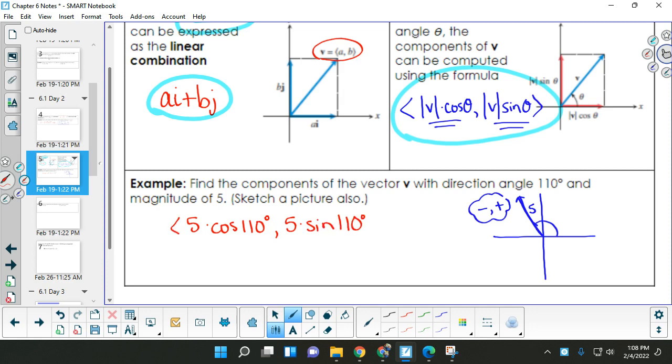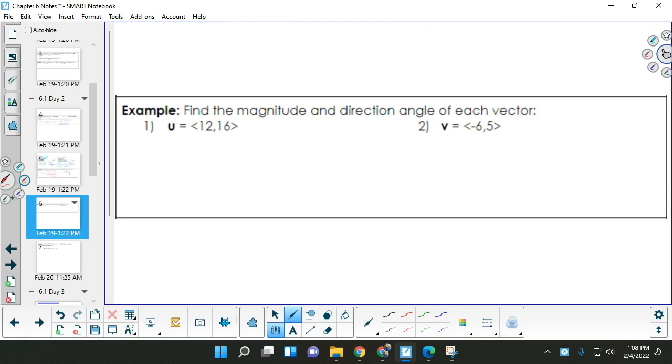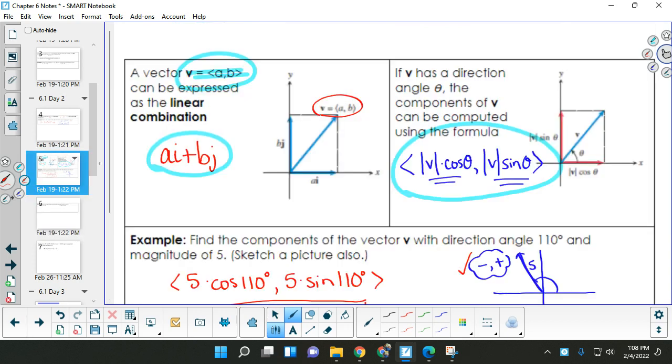So the first one is going to give me my horizontal component. The second will give me my vertical component. So we've got negative 1.71 and vertical 4.7. That is going to be the two components for that vector, which again makes sense because I've gone left and up.